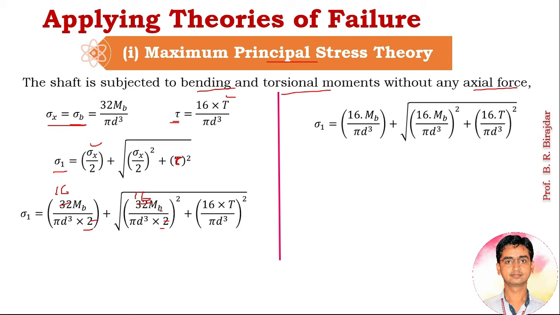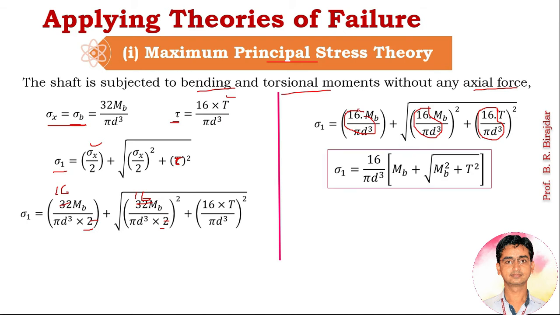So 16 by pi d cube its square, 16 by pi d cube square, that we will take outside, and again here 16 by pi d cube. So the same, this is 16 by pi d cube, that is the common, and here again it is 16 by pi d cube, this is the common, its square. So these two I will take common, it is square, and again if I take outside of the square root, then you will get the 16 by pi d cube. And again here 16 by pi d cube and here outside 16 by pi d cube, that you will take outside. So sigma 1 maximum stress is equal to 16 by pi d cube.